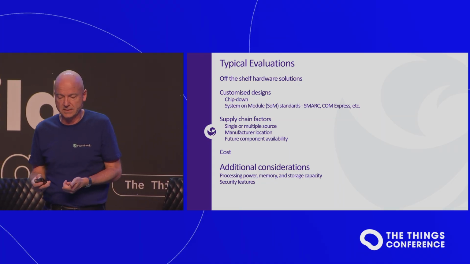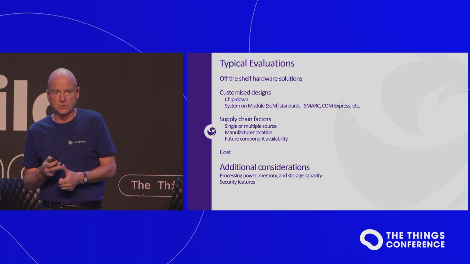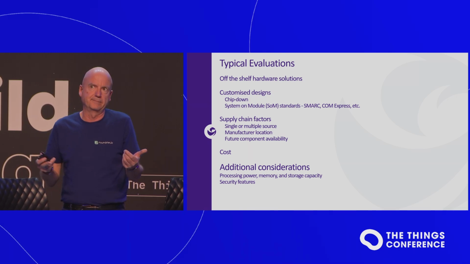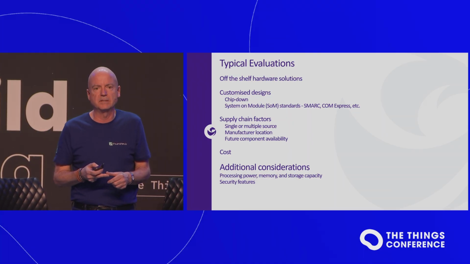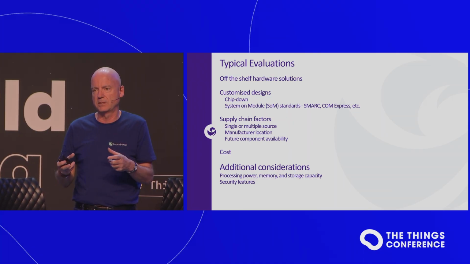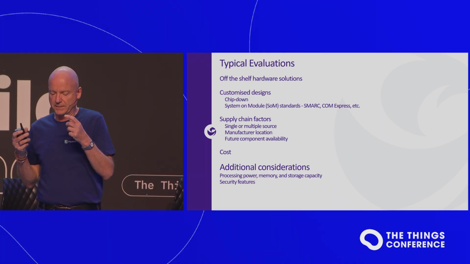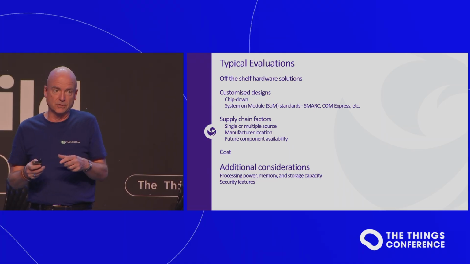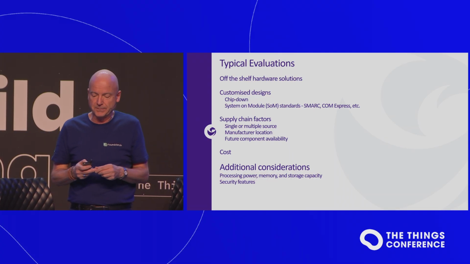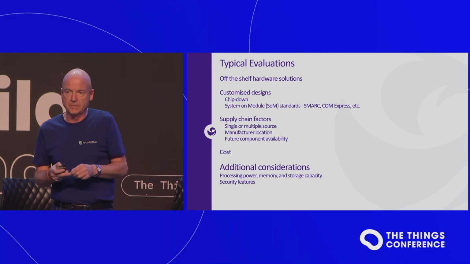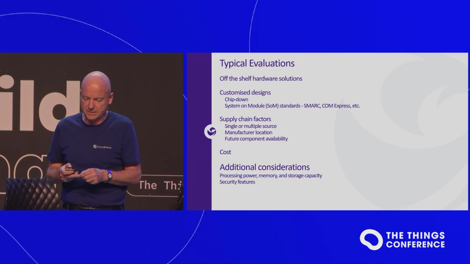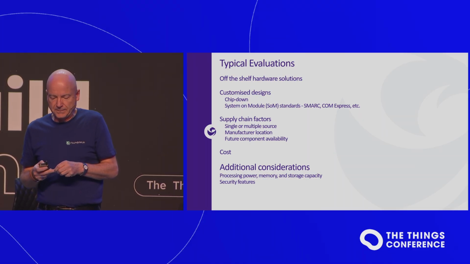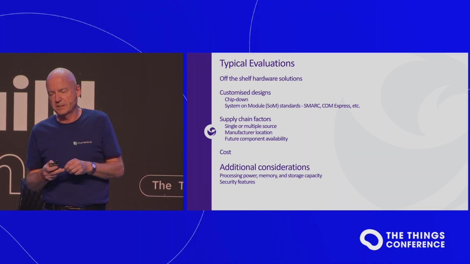So a customized design might use a system on module. So if you're building 1,000, 10,000 of something, it may be less expensive to use a SOM, like a SMARC module, than actually building your own chip-down design. If you're in high volume, it's probably less expensive to actually design your own chip-down device. And so there's a lot of things to consider here.